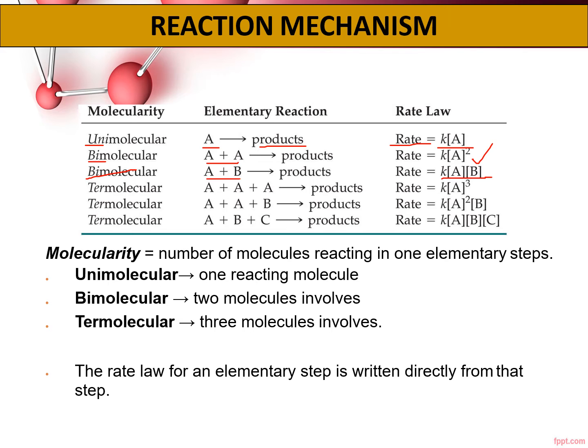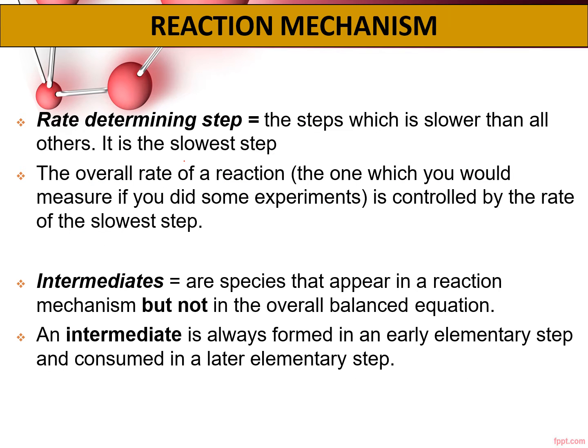Termolecular means that you have three molecules or more. It could be A plus A plus A, or A plus A plus B, or it could be A plus B plus C, where all produce products. So if you have triple A, the rate is equal to Ka cubed. If you have A plus A plus B, it is Ka squared times B. If you have ABC, then rate is K times A times B times C.